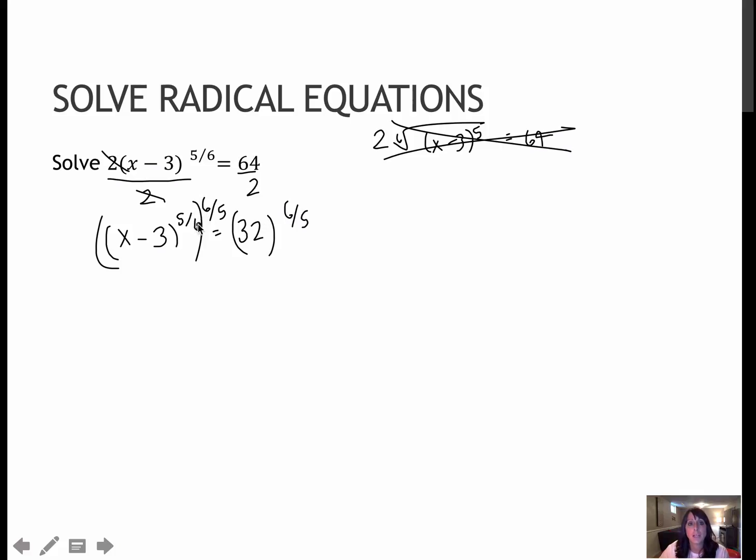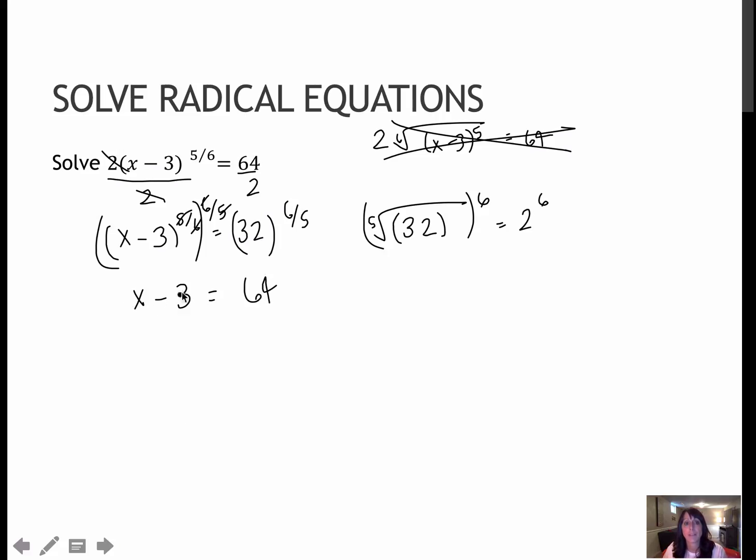Now, what this tells me is that those 6's would cancel because 1 is on top and 1 is on bottom, and the 5's would cancel, leaving me with just x minus 3 on the left. On the right, I'm going to find what 32 is to the 6/5 power. Remember, I can either take 32 to the 6th and then take the 5th root, or I can take the 5th root of 32, which is what I will do. I'm going to take the 5th root of that, and then I'm going to take it to the 6th. So the 5th root of 32 is 2, and 2 to the 6th is 64.